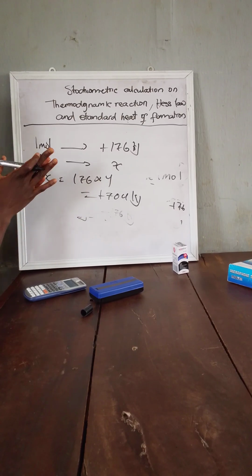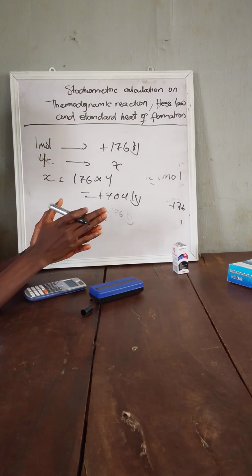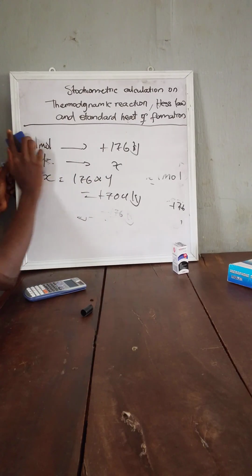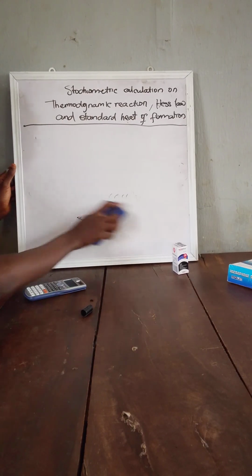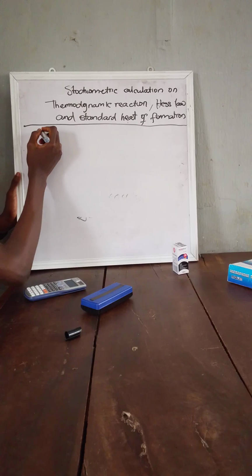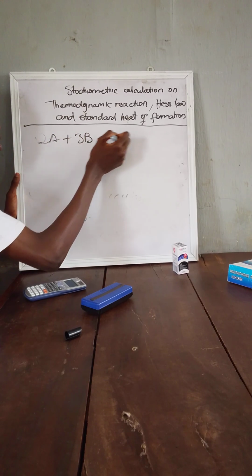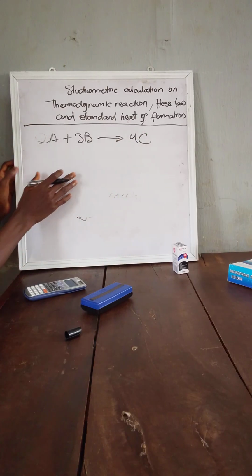So another one I'm trying to explain is Hess's law. Anytime we're given a Hess's law question, we'll be given a particular control reaction as well. Let's take an example now. This is my control reaction: maybe 2A plus 3B to give me 4C. This is my control reaction.